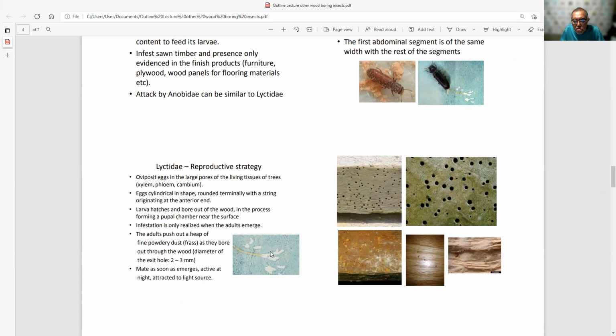If you look carefully on a larger image, the eggs are actually equipped with an apparatus, a string. Ada tali, ada macam benang. Larva hatches and bores out of the wood, in the process forming a pupal chamber near the surface. Same thing, it will emerge at the final instar, and it will pupate near the surface. Infestation is only realized when the adults emerge.